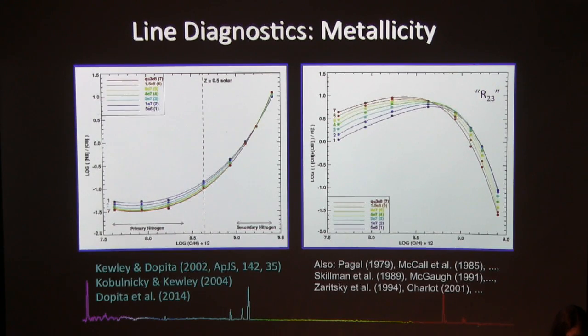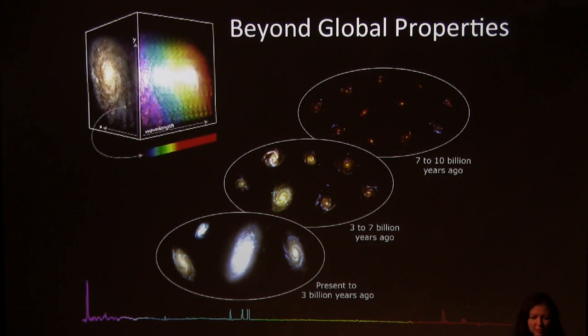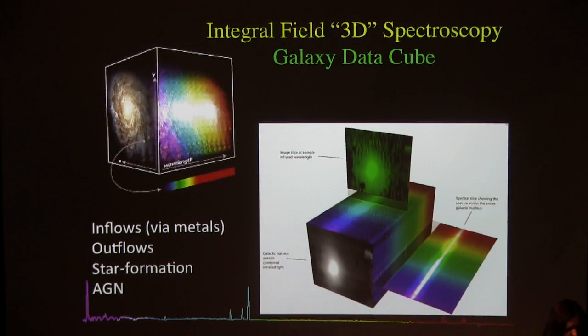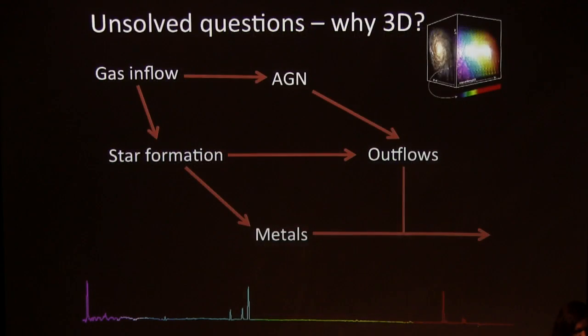And so in the past we were able to derive these properties per galaxy. We made a very good measurement of the metallicity history of galaxies and the star formation history of galaxies, but we want to now move beyond global properties. And so what we're using is integral field spectroscopy, and we can probe inflows, outflows, star formation, as well as AGN. And we're aiming to answer lots of fundamental questions about galaxy evolution.